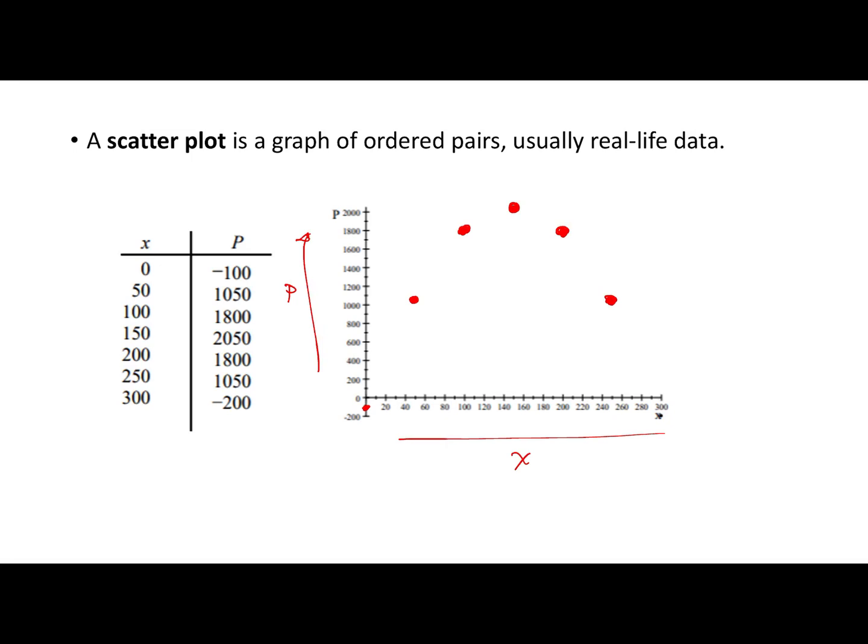And 300 goes to negative 200. So we're at 300. Boom. That's a scatter plot, plotting exactly what you get. This point right here is the point (50, 1050), and so on. Practice doing some scatter plots.